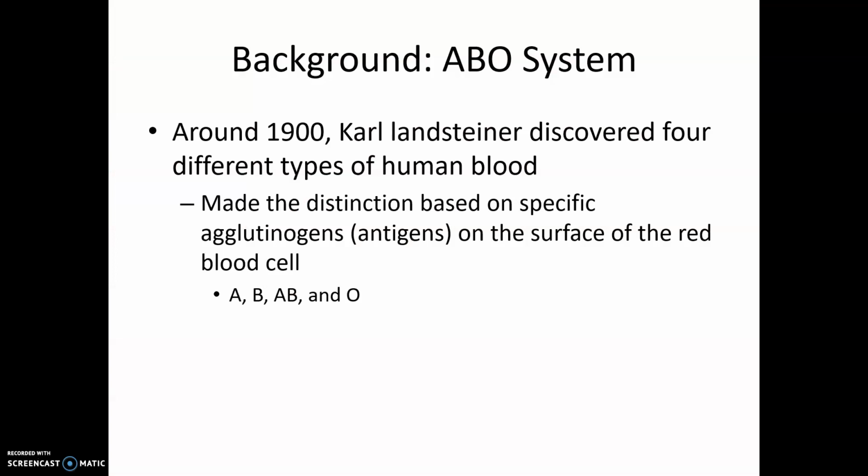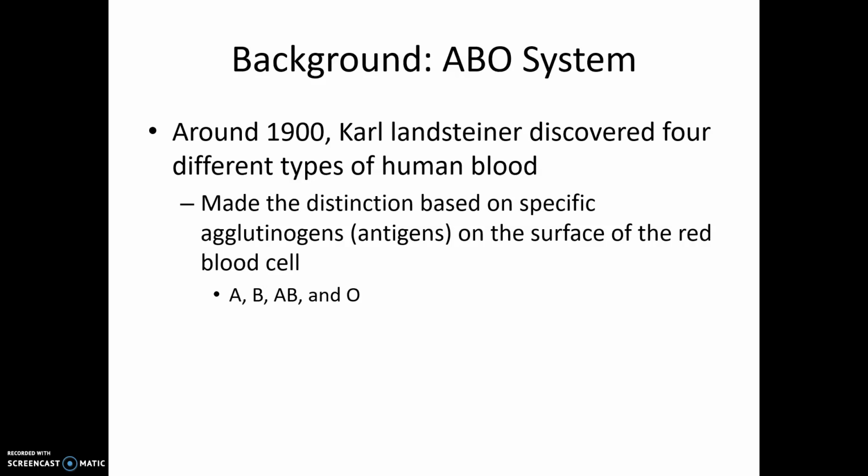When we talk about blood typing, we talk about a specific system known as the ABO system. It was developed by Karl Landsteiner around the 1900s. He discovered that there are 4 different types of human blood. If you remember back to the very beginning of the semester, we talked about the history of forensic science, and Karl Landsteiner was on the list. He was the first person to make the distinction based on agglutinogens, also known as antigens, that are on the surface of red blood cells. Based on what he determined, there are 4 different types of blood: type A, type B, type AB, and type O.